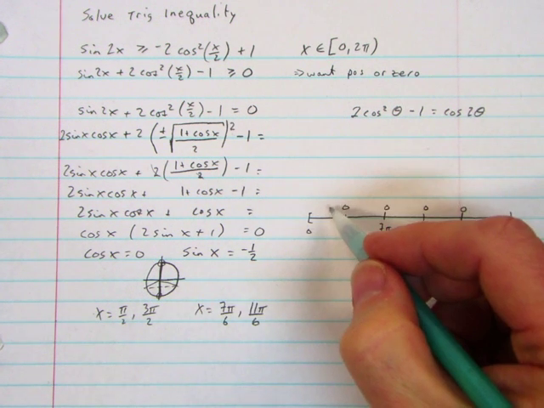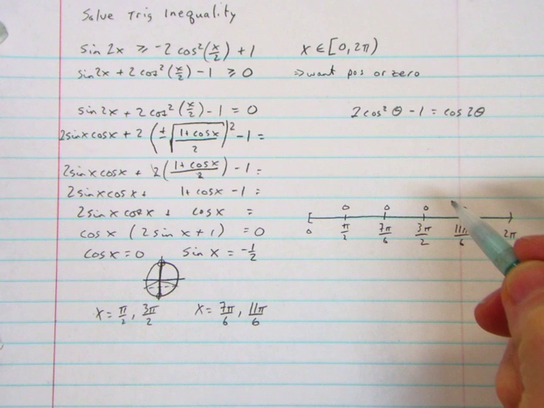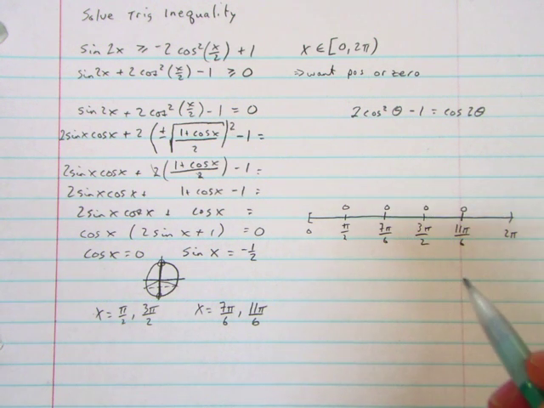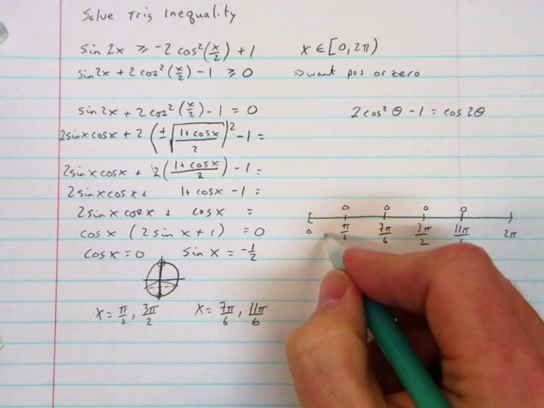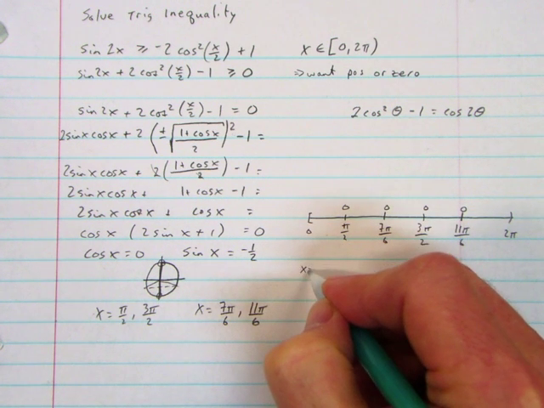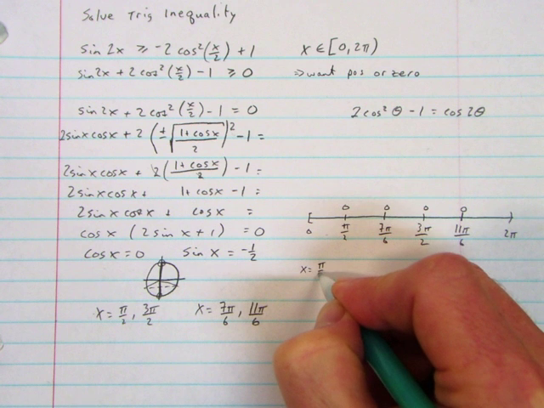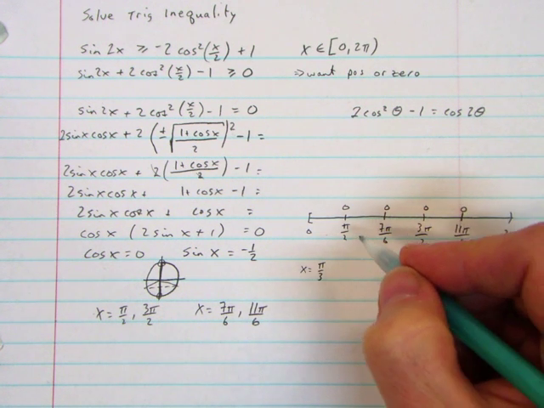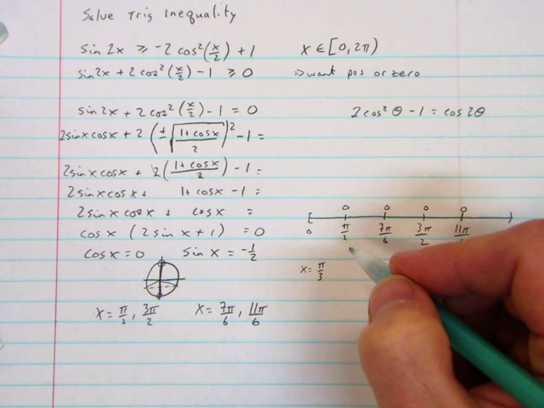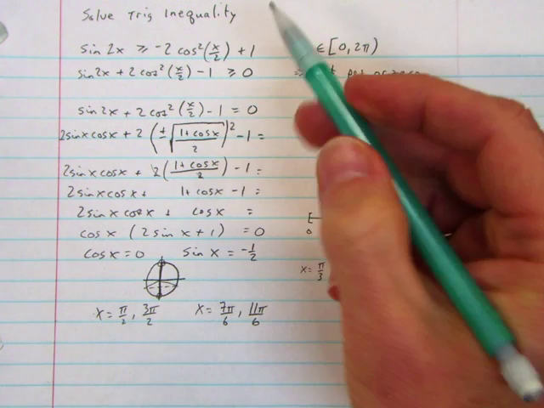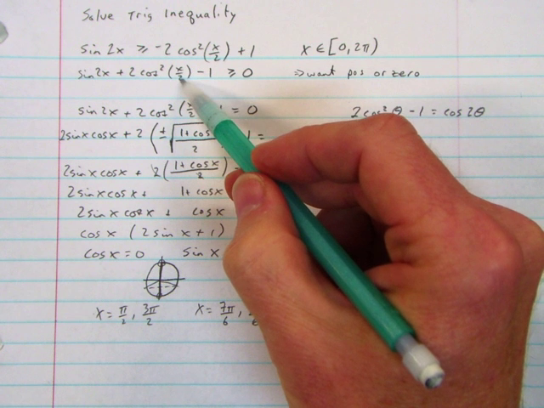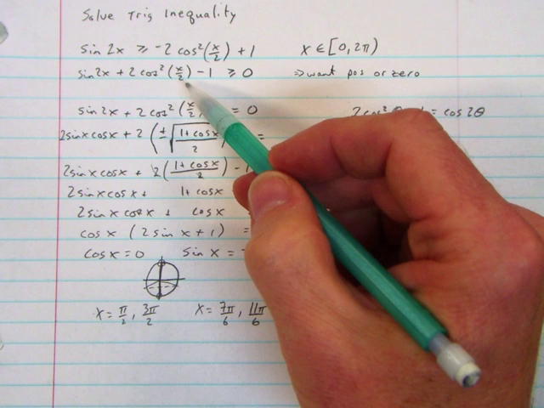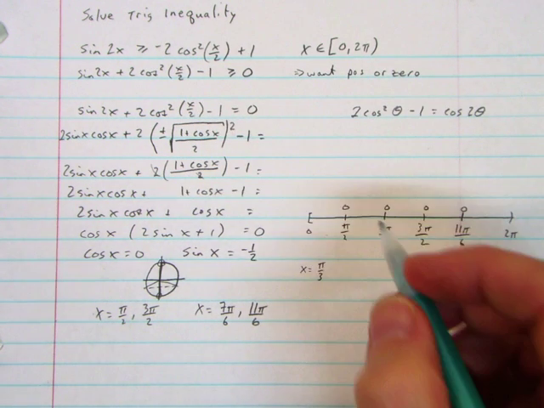Now we need to determine, is it positive or negative in each interval? Well, we're going to do this one without our calculator, so we need to pick a number in every interval. In this first interval, let's start with x equals pi over 3. Now we could have picked pi over 6 or pi over 4, but if we picked pi over 6 and plugged it into x over 2, then we would have had x over 12, and we don't know what that one is. This is going to be the easiest one.